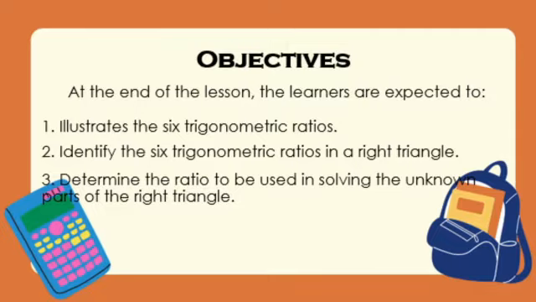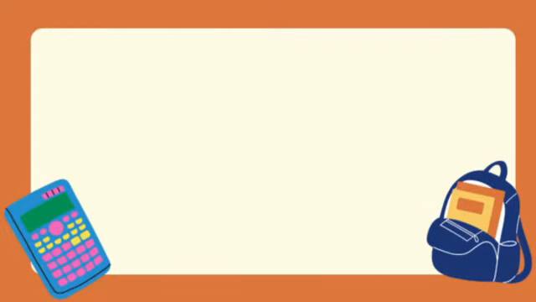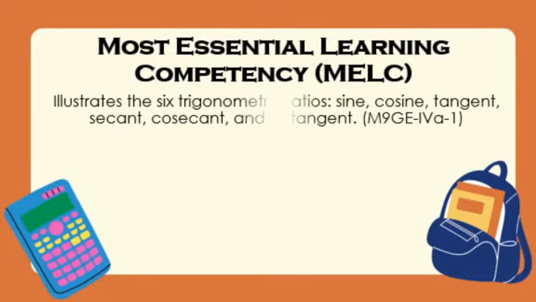These objectives are based on the most essential learning competency prescribed by the Department of Education in week 1 of quarter 4, which is illustrates the 6 trigonometric ratios, which are sine, cosine, tangent, secant, cosecant, and cotangent with a code of M9GE-IVA-1.